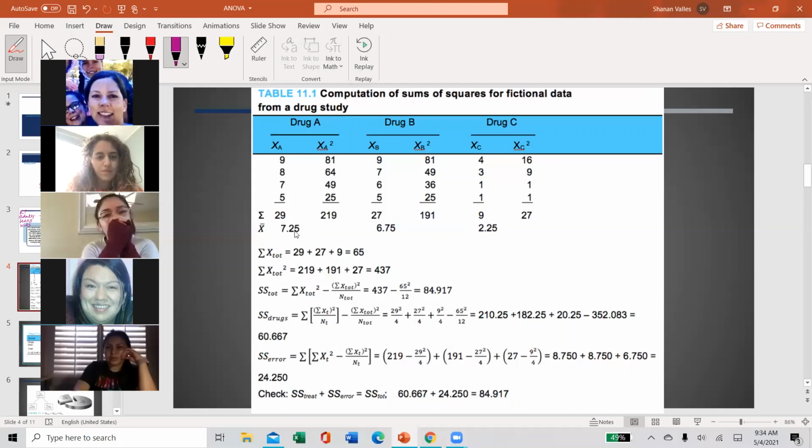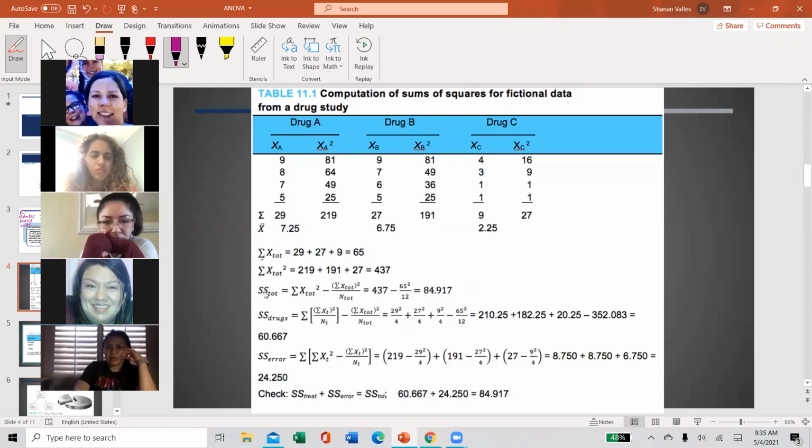Okay, so these are our means. Now there are several other numbers we're not used to getting, right? This one right here, we need a value usually that is sum of x total. And as you can see here, you just add up the sum of x's. Okay, so they took 27, 29, and 9. And then we need a sum of x squared total, okay? And so then they take the sum of x squared and they add all of those up, okay?